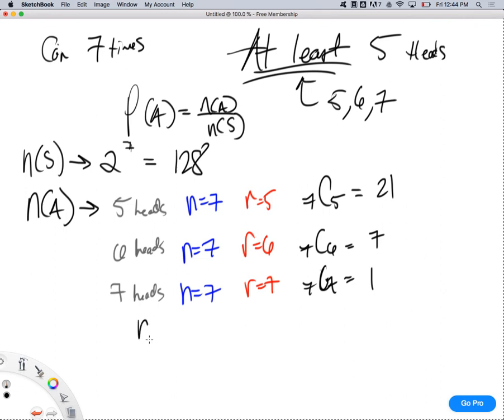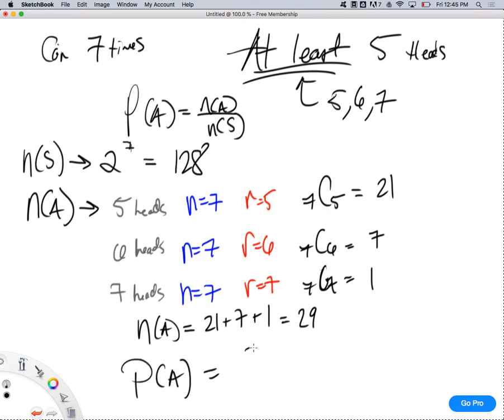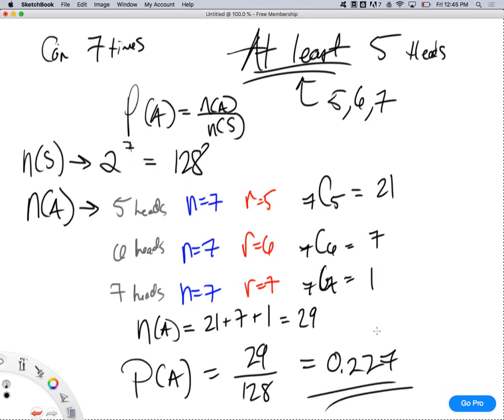Now, once I have all that, I just add them up. Simple as that. 21 plus 7 plus 1 equals 29. And the probability of A equals 29 over 128, which is 0.227. And I'm done. Any questions?